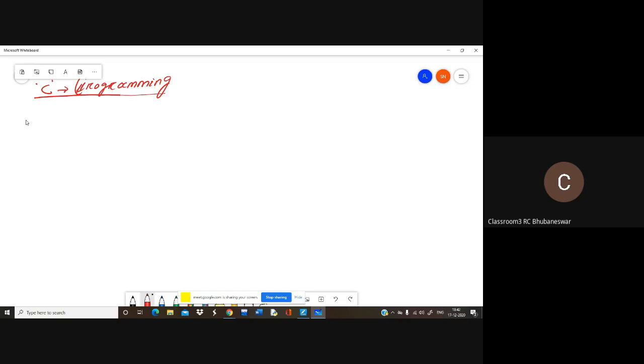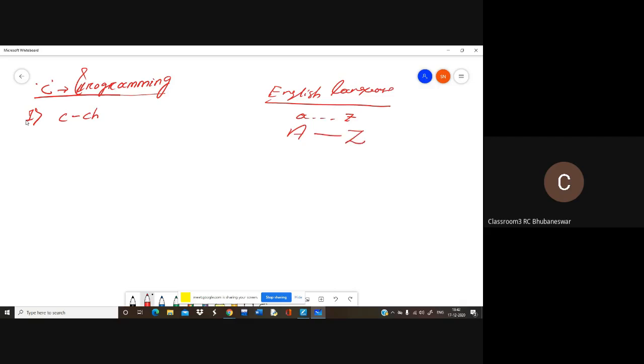So in this context, let me tell you. The first is the C character set. Like in our English language, we have alphabets from small a to small z and capital A to capital Z. Similarly, what characters do we use in C programming? The first is the C character set.